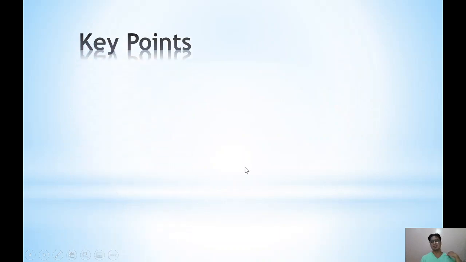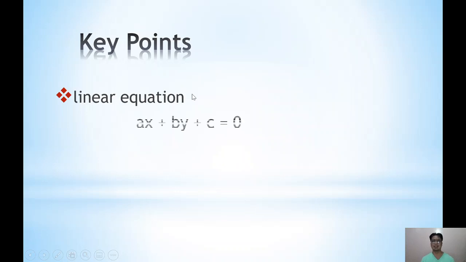Key points tayo para at least alam. Linear equation. Ano yung itsura ng linear equation natin? Or the equation of the line? ax plus by plus c equals 0, where a, b, at saka c are all real numbers. Yan po yun. Okay?